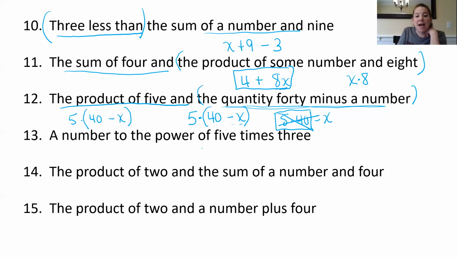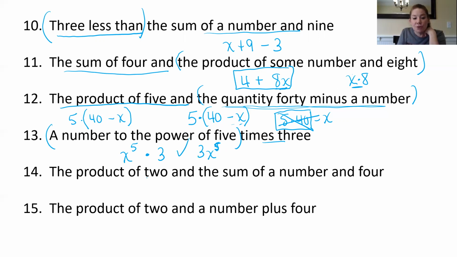A number to the power of 5 times 3. A number to the power of 5, there we go, times 3. Now, like I said earlier, if it's a number times a variable, like this one is, if you wrote 3 times x to the 5th, that's correct also. It's not 3x to the 5th, it's just 3 times x to the 5th. So both of these are okay.